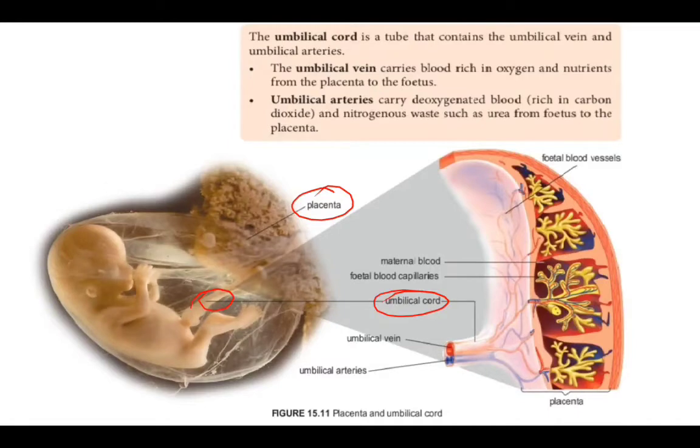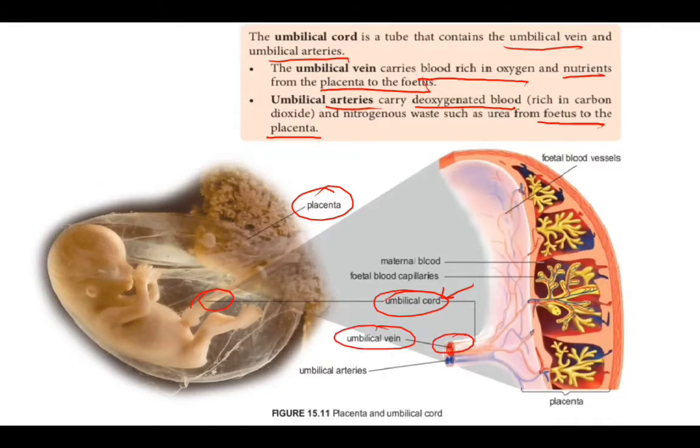The umbilical cord is a tube that contains the umbilical vein and umbilical arteries. These are the blood vessels inside the umbilical cord. The umbilical vein carries blood rich in oxygen and nutrients from the placenta to the fetus. Umbilical arteries carry deoxygenated blood rich in carbon dioxide and nitrogenous waste such as urea from the fetus to the placenta. When we zoom in, this is the umbilical vein. The red one carries oxygenated blood, and the blue one, the umbilical arteries, carries deoxygenated blood.